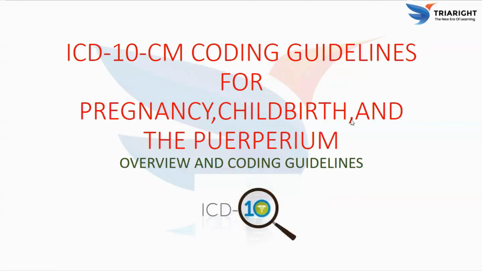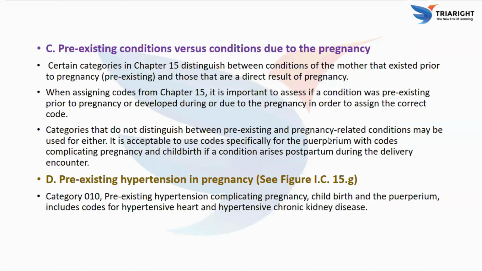So today in this session you are going to learn about the continuation of ICD-10-CM coding guidelines for pregnancy, childbirth and puerperium. So coming to the C guideline, pre-existing conditions versus conditions due to pregnancy. When coding pregnancy cases in ICD-10-CM chapter 15, we must know when the mother's condition started, that is, a pre-existing condition.